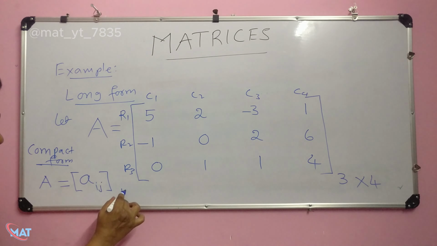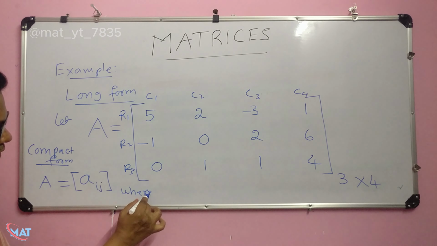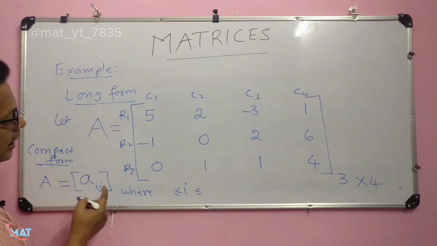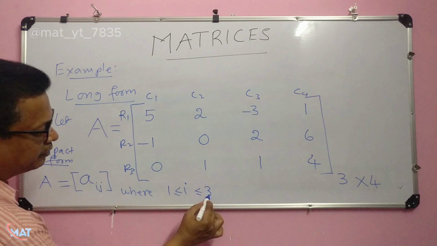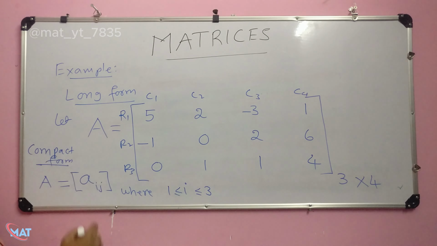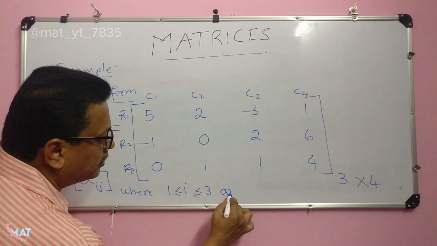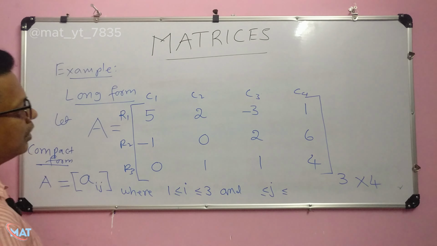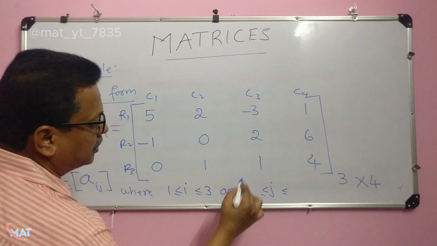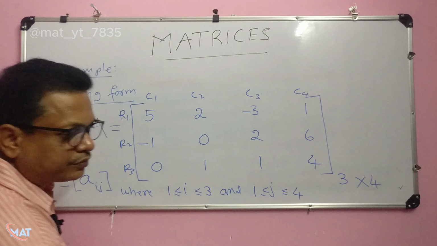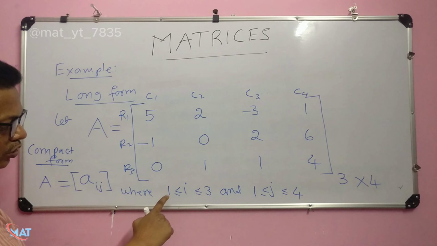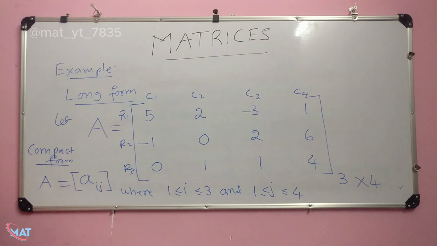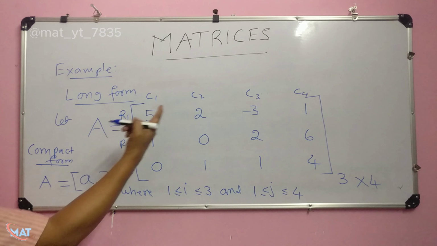So you must write here where we write i, I will take numbers from 1 to 3 because 1, 2, 3 rows are there. And j is the column number. Columns 1, 2, 3, 4 are there. It starts from 1, ends with 4. Row number is 1 to 3. Column number is 1 to 4.